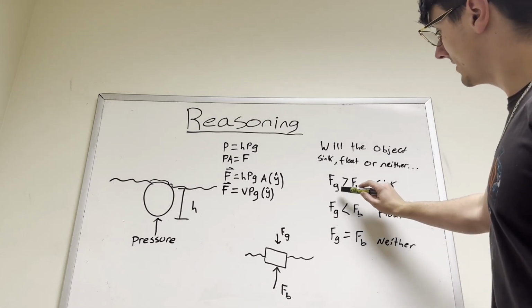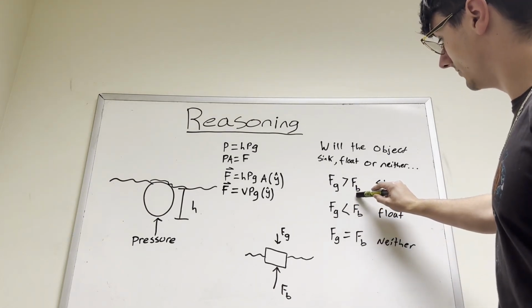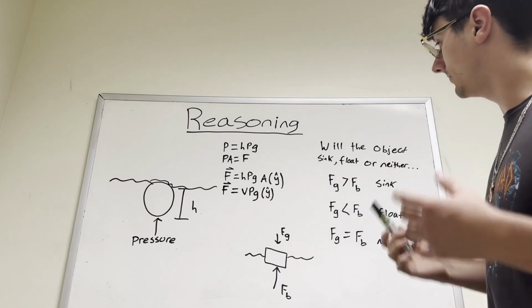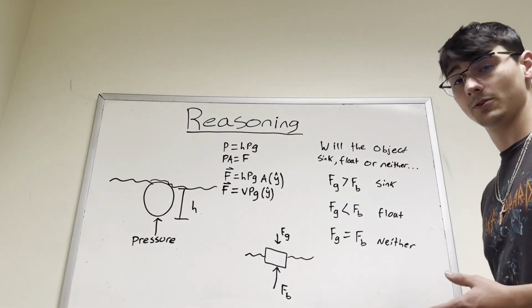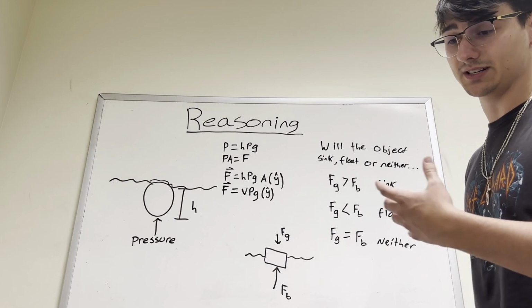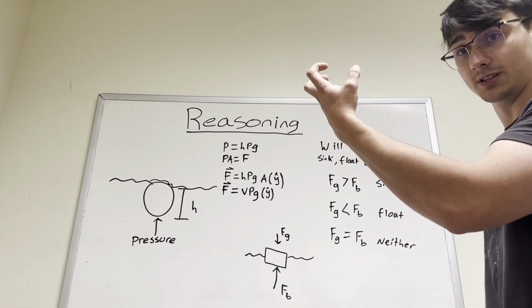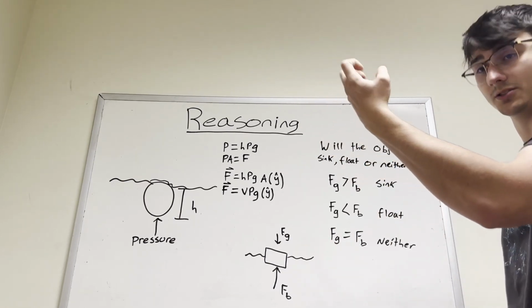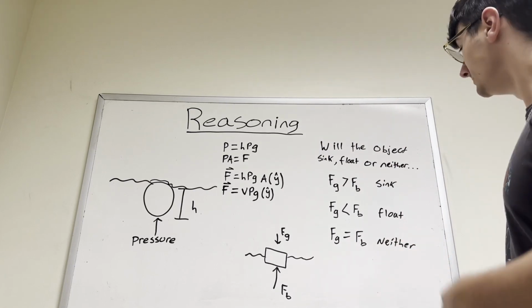So right here we've got force of gravity is greater than the force of buoyancy. So when the force of gravity is greater than the force of buoyancy, we know that our object is going to sink, because that force of gravity, since it's stronger, is going to be pulling the object down.